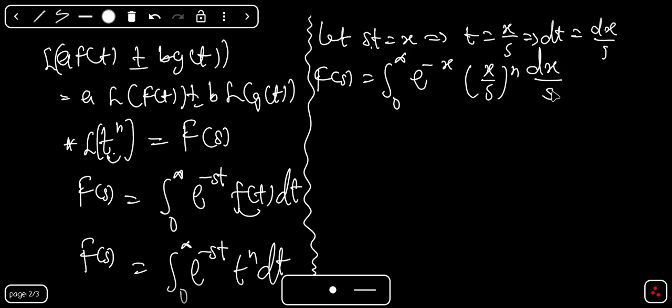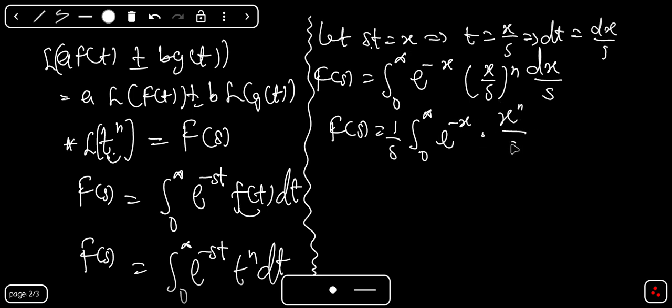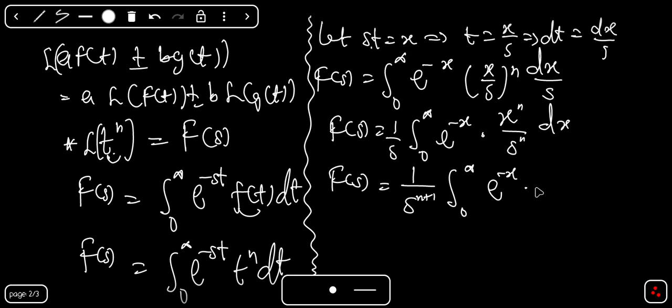So we can bring out 1 over s. We are going to have F of s equal to 1 over s multiplied by the integral from 0 to infinity of e raised to the power of minus x multiplied by x raised to the power of n over s raised to the power of n, dx. So we bring out 1 over s raised to the power of n. We have F of s equal to 1 over s raised to the power of n plus 1, multiplied by the integral from 0 to infinity of e raised to the power of minus x, x raised to the power of n, dx.